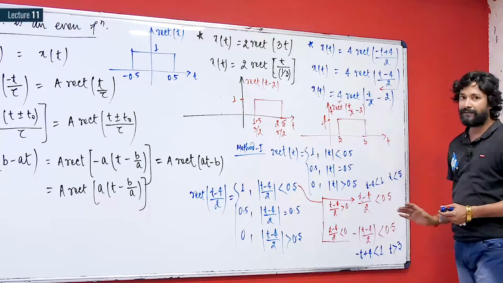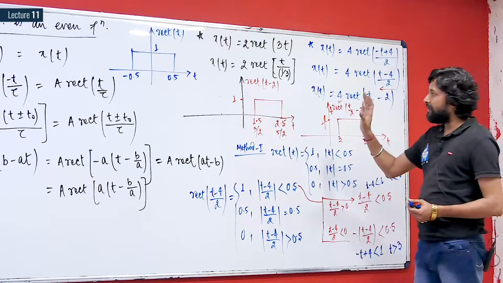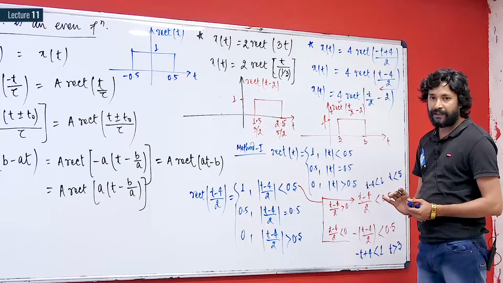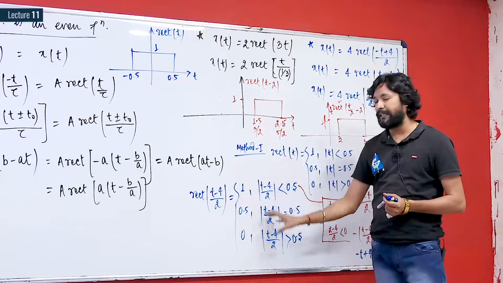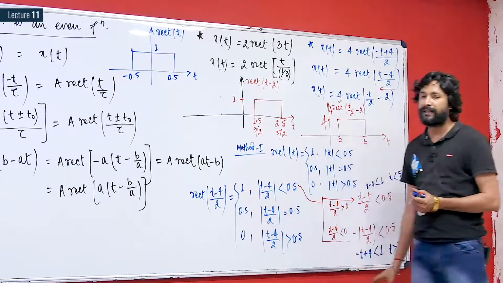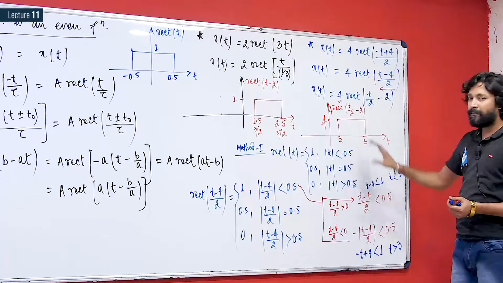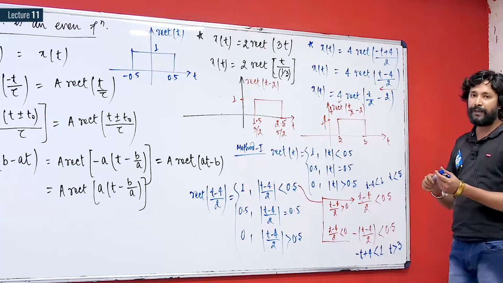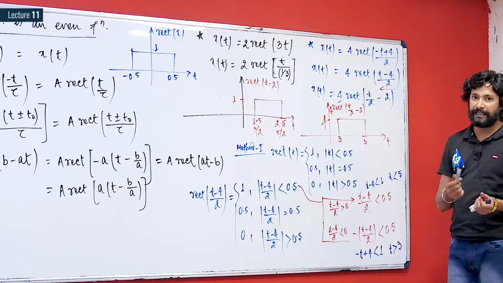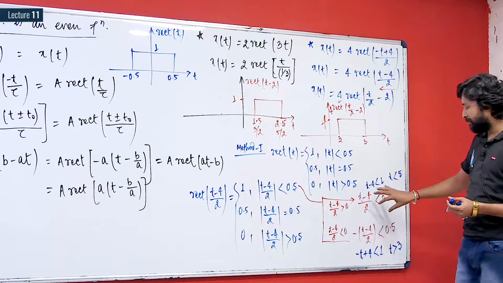So we have seen two methods: either you can perform operations on the unit rectangular function, or you can use the definition of the unit rectangular function and make the replacements. But these methods can be very confusing if you are in the exam and in a hurry, and they may produce some errors.